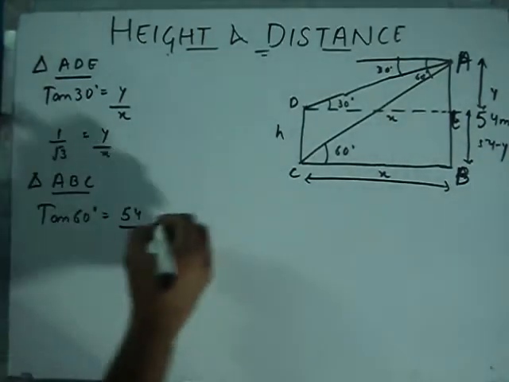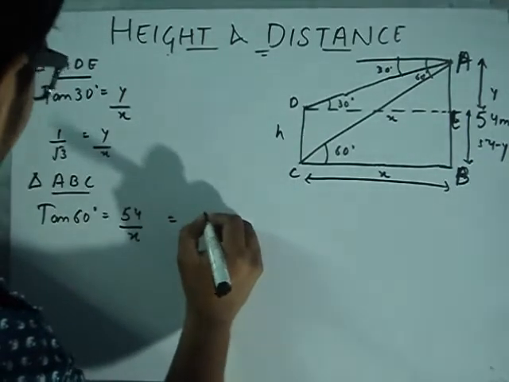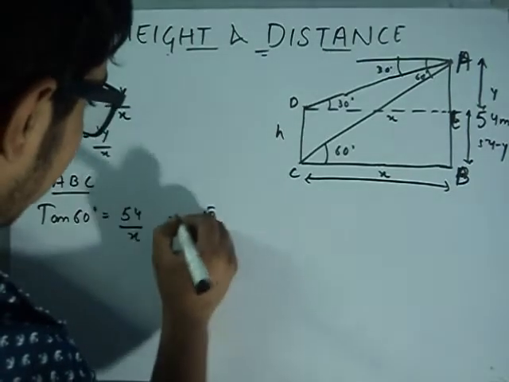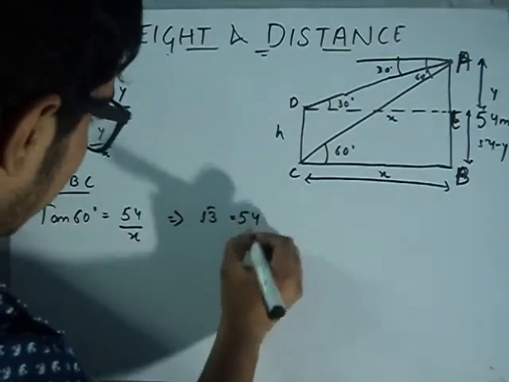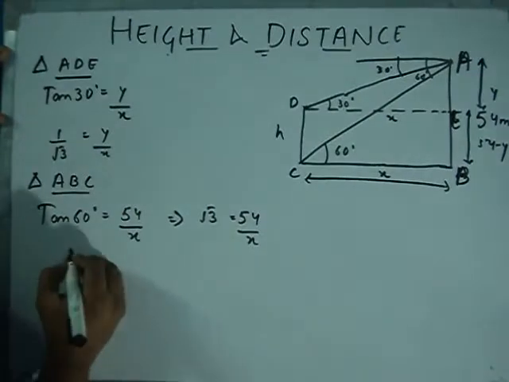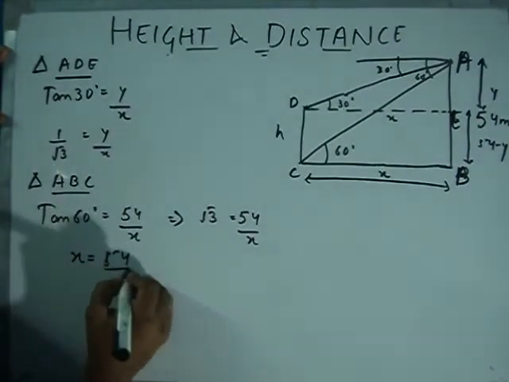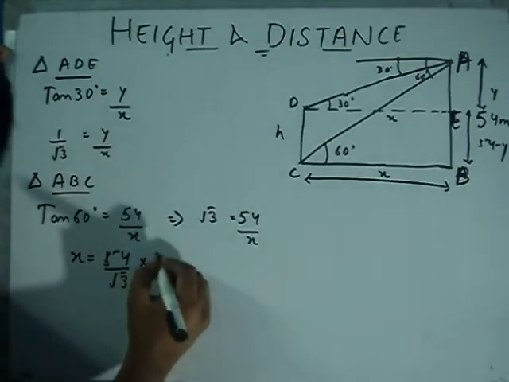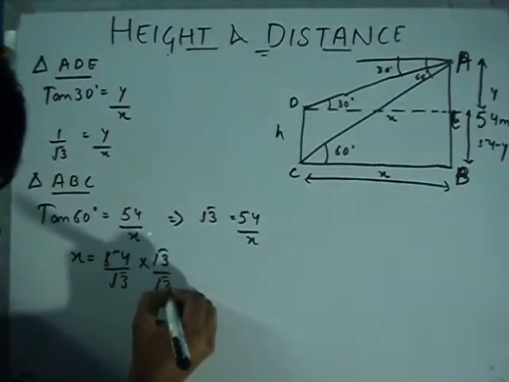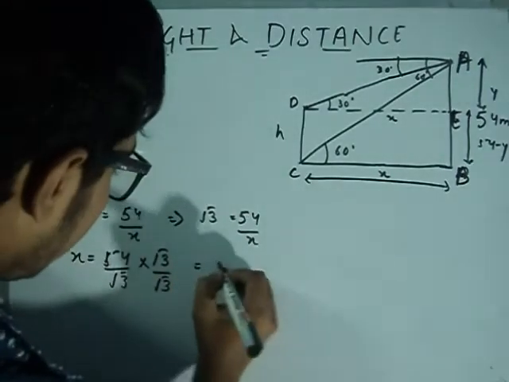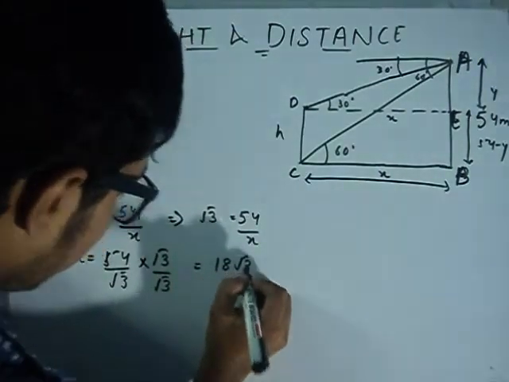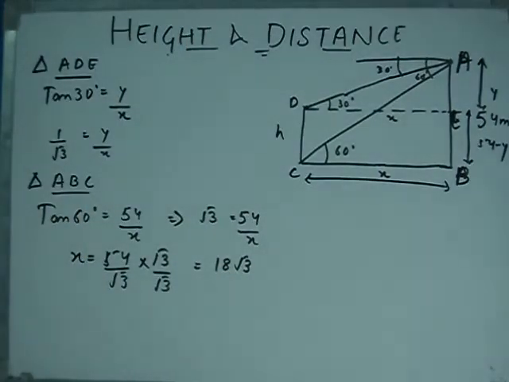Okay, tan 60 is root 3, equal to 54 divided by x. So from here we get 54 by root 3. By using rationalization, this is equal to 18 root 3. We get x as our value.